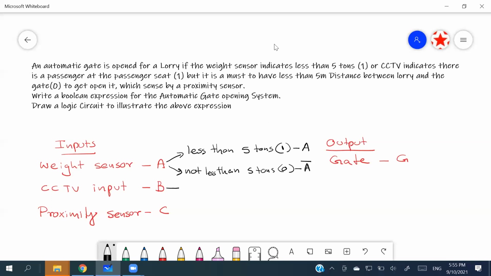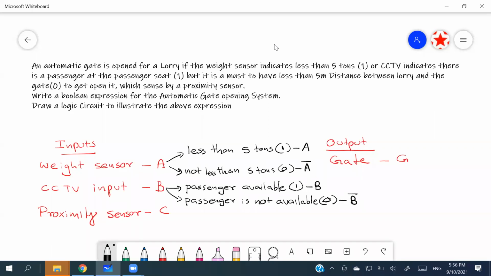The CCTV input considers whether a particular passenger is there on the passenger seat. Right, so when a passenger is available, it indicates by 1, so I can indicate it by B. When a passenger is not available, it indicates by a 0, so we can indicate it by B bar.